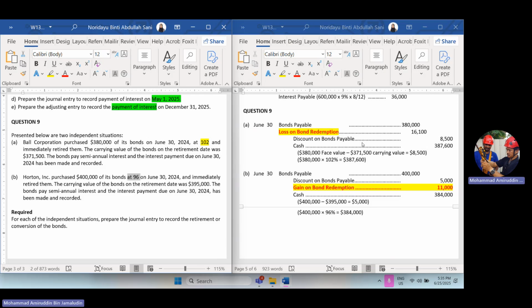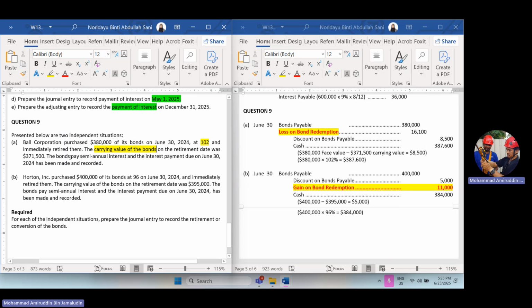Okay, so let's see the double entry. The carrying value of the bond on the retirement is 371,500. Now you can see we have this word, carrying value of the bond. The previous question we don't have. Previous one we always have face value, the bond at face value. So your carrying value and the cost of the bond at the beginning of your bond period are the same. Exactly the same. But when you have a different value, it will state it clearly.